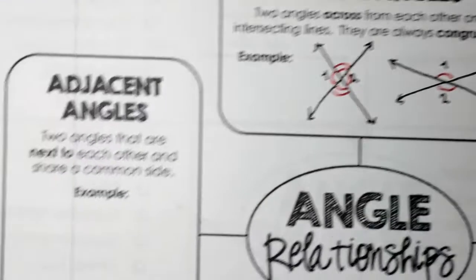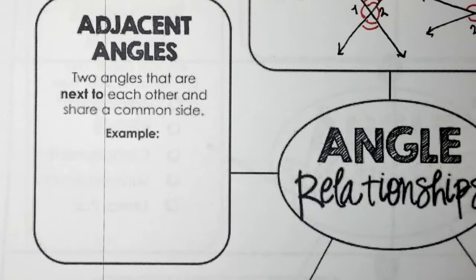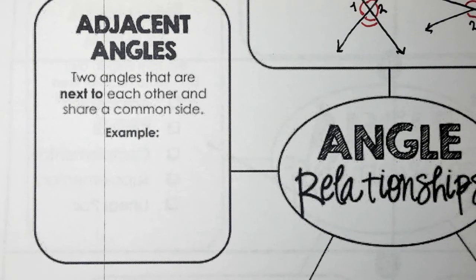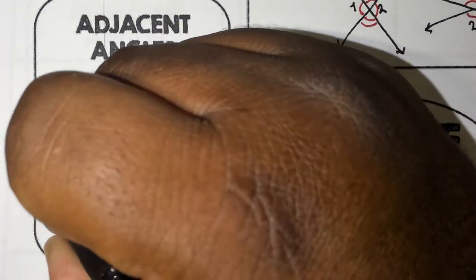Next one, adjacent angles. Adjacent angles are two angles that sit next to each other and share a common side. We talked about adjacent a little bit already too, but I want to show you what they look like.